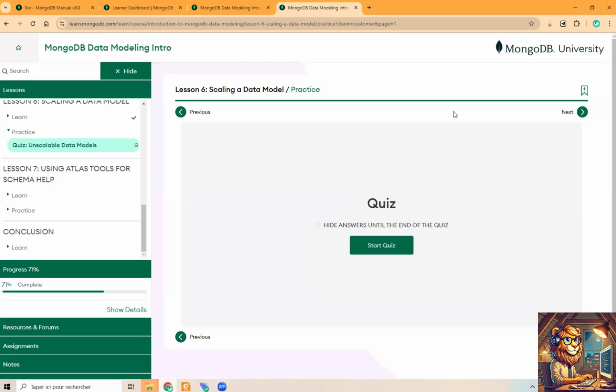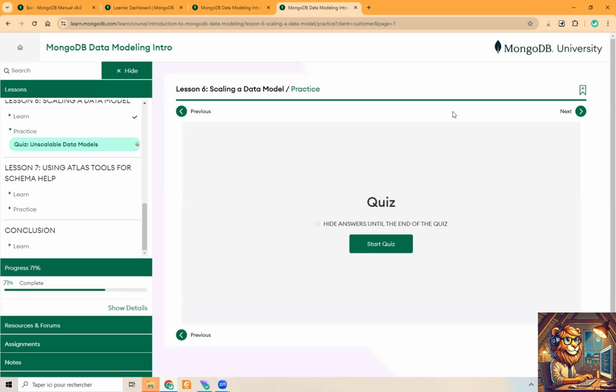Today we're looking at lesson 7, scaling a data model, which is part of Unit 11, data modeling, and we're doing the introduction to MongoDB course within 30 days. So, what we've learned in the video within that lesson is that we need to pay attention to how data grows in our collection. They gave us the example of having a blog post with several comments.